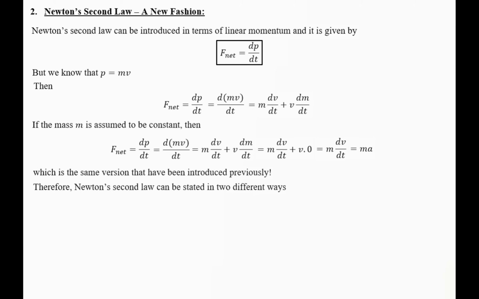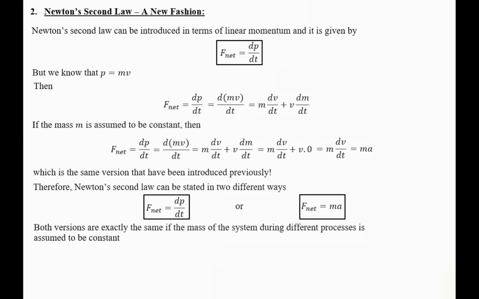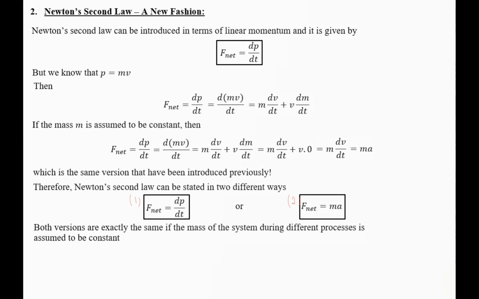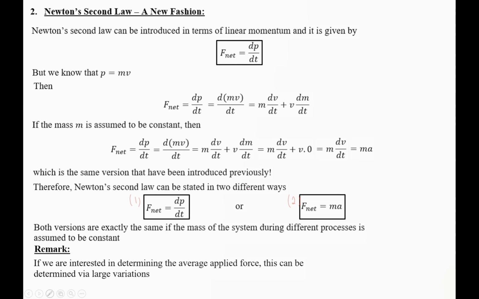Therefore Newton's second law can be stated in two different ways: F net is given by dp by dt, or even F net is given by m multiplied by a. Both versions are exactly the same if the mass of the system during different processes is assumed to be constant. So if the mass is constant, both are exactly the same. We're free to use the first version or the second version. However, if the mass is variable, we should use the first version, because we're going to have another term that takes into account the variation of the mass with respect to time.